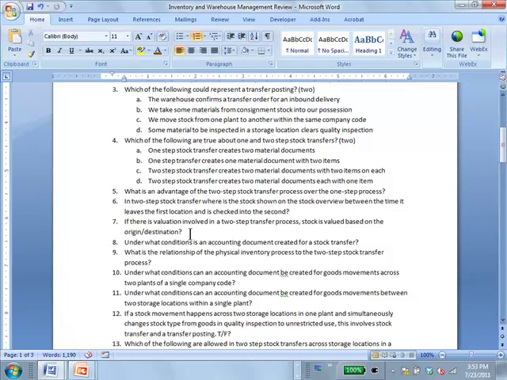Okay, so 7 was origin. 8 was if there is any valuation change. 9. What is the relationship of the physical inventory process to the 2-step stock transfer process? Only goods from unrestricted use can be. No, physical inventory process cannot be carried out if there is any in transit stock. So for that stock management unit, you cannot do physical inventory process. So you cannot do physical inventory process if there is any in-transit stock.